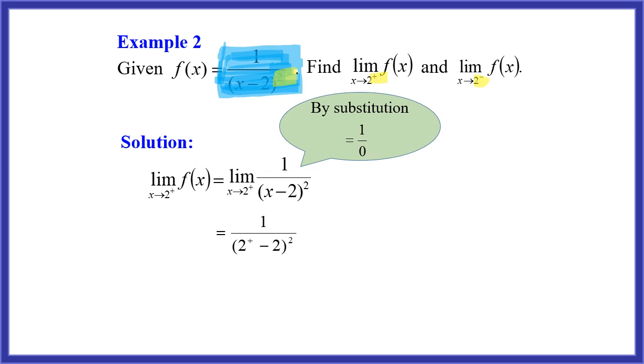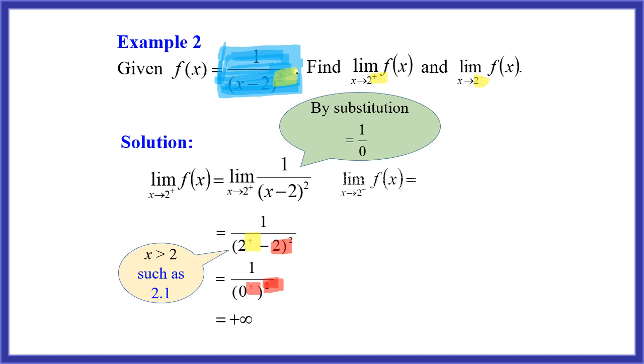But because it's coming from the right side, we put the positive sign here. So this 2 will be bigger than the other 2, right? These values like 2.01, 2.001, 2.1 will be bigger than 2. So what we have is 0 from the right side, 0 from the right side squared, because we have a power of square and it's positive, so it will directly be a positive infinity.